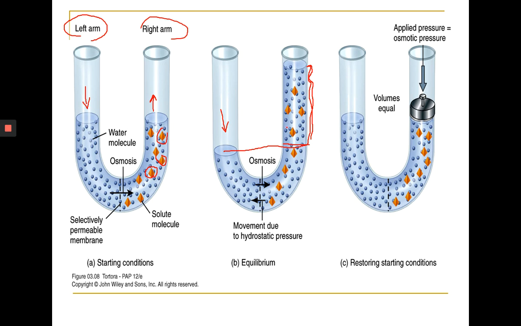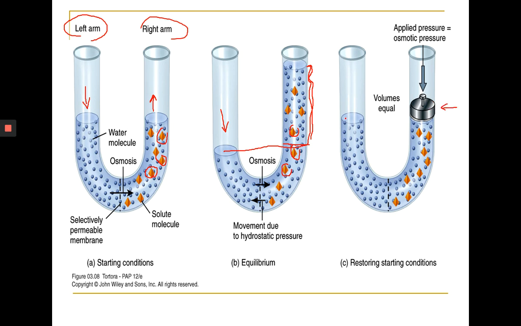Osmotic pressure is the one that prevents movement of water. Osmotic pressure depends on the number of molecules. If we put more molecules, the pressure or the column will rise more. But can we prevent movement to start with? Yes, we can. We can prevent the movement if we apply a pressure here.